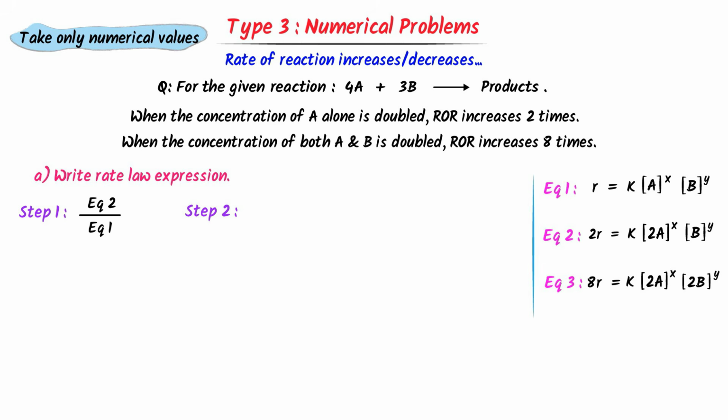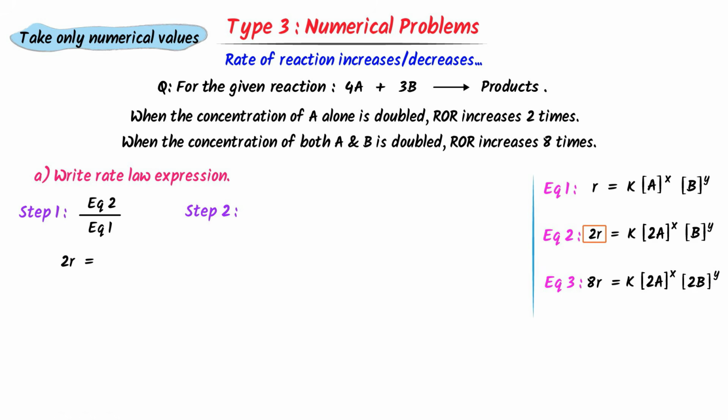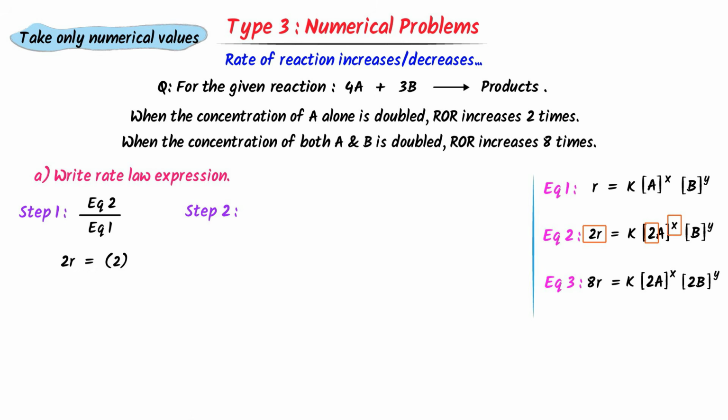For example, in the second equation, the first numerical value is 2r. I write 2r is equal to, the second numerical value is 2a and its power is x. I write only 2 and its power is x. These are the numerical values of equation 2.